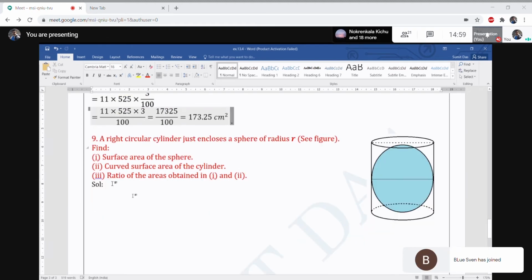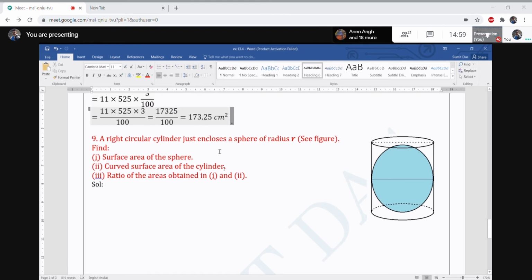Question number 9 is saying that a right circular cylinder just encloses a sphere of radius r. You can see the figure in your book also, that is page number 242. So here one sphere is enclosed in a right circular cylinder. What we have to do is find the surface area of the sphere. We can find it because the radius is given. And the curved surface area of the cylinder.